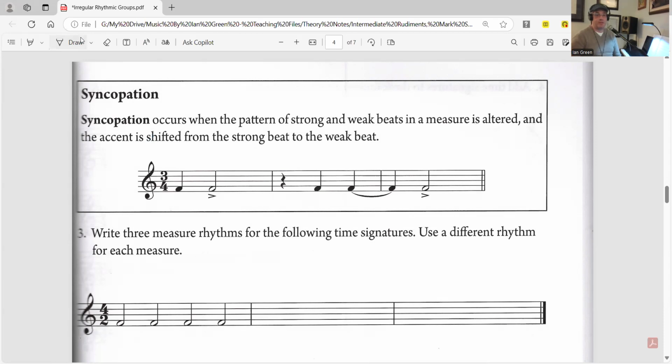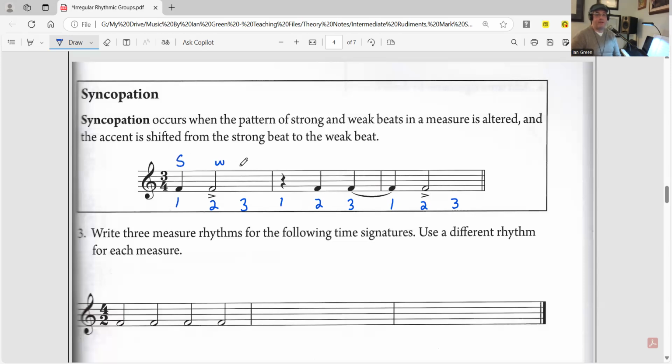Let's draw with blue. 1, 2, 3, 1, 2, 3, 1, 2, 3. So yes, we have 3 beats per bar, and there's a first beat, second beat, third beat, with the strong beat traditionally being on the downbeat. So I'll put a strong, weak, weak in each of these bars of music to describe this.